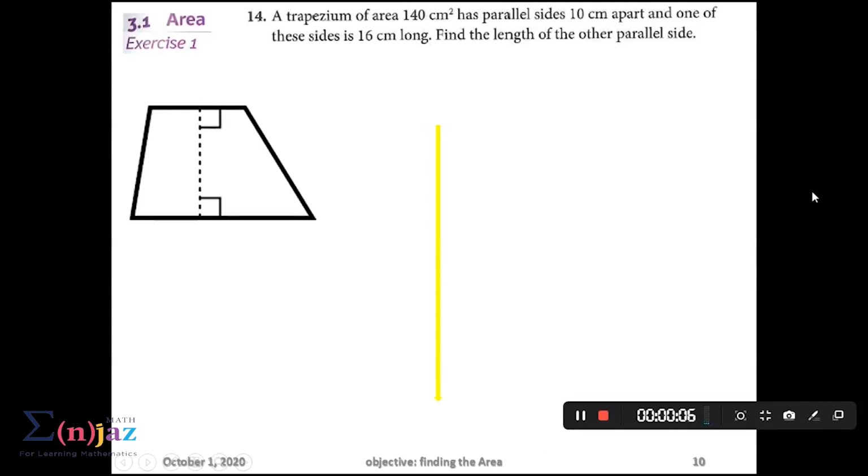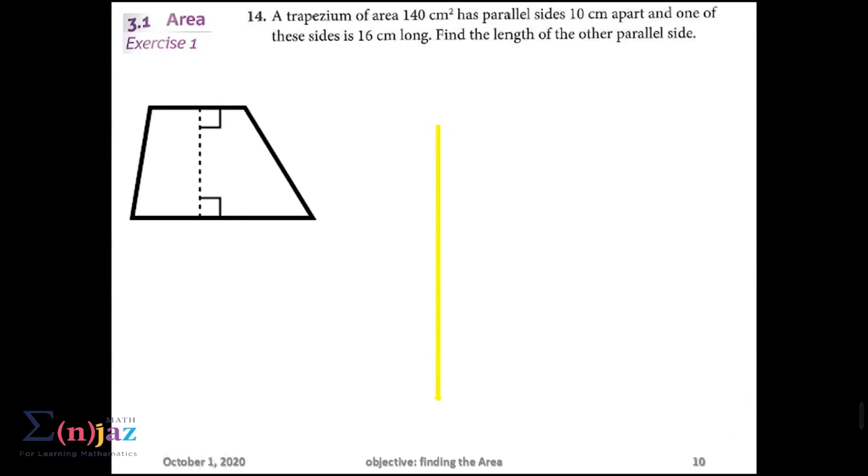Let's carry on with this question which we left in the previous video about finding a missing side in a trapezium where the area is given and one of the parallel sides is given as well, and the vertical distance between the two parallel sides is known as well, and they're asking for the missing parallel side.